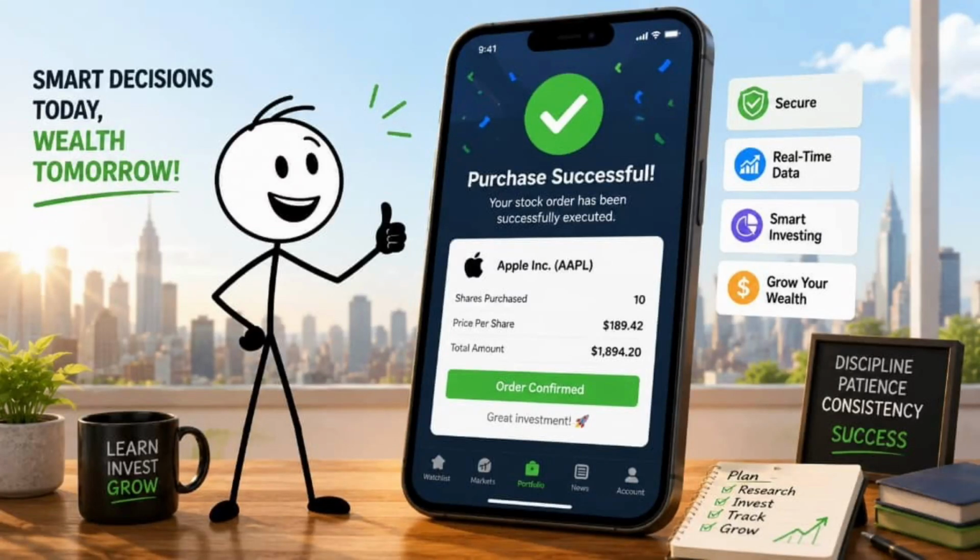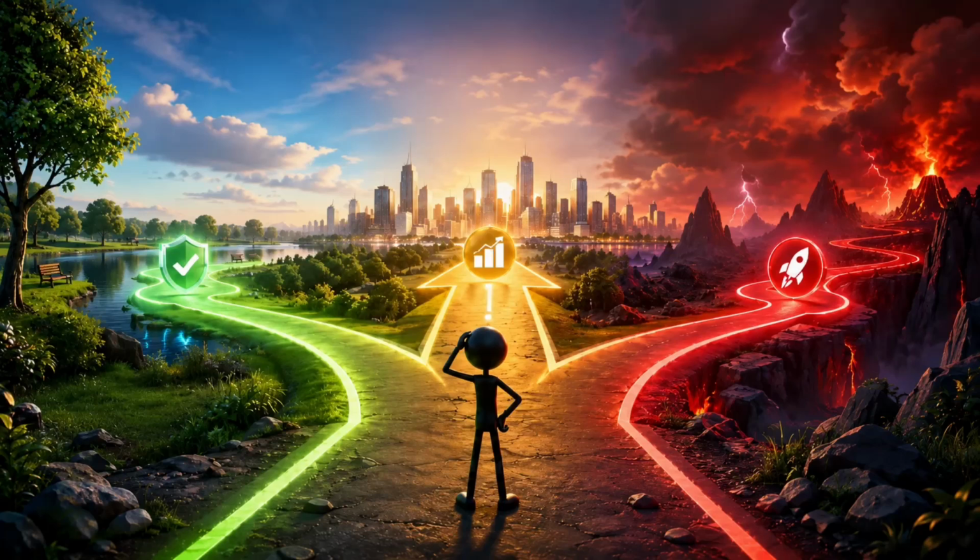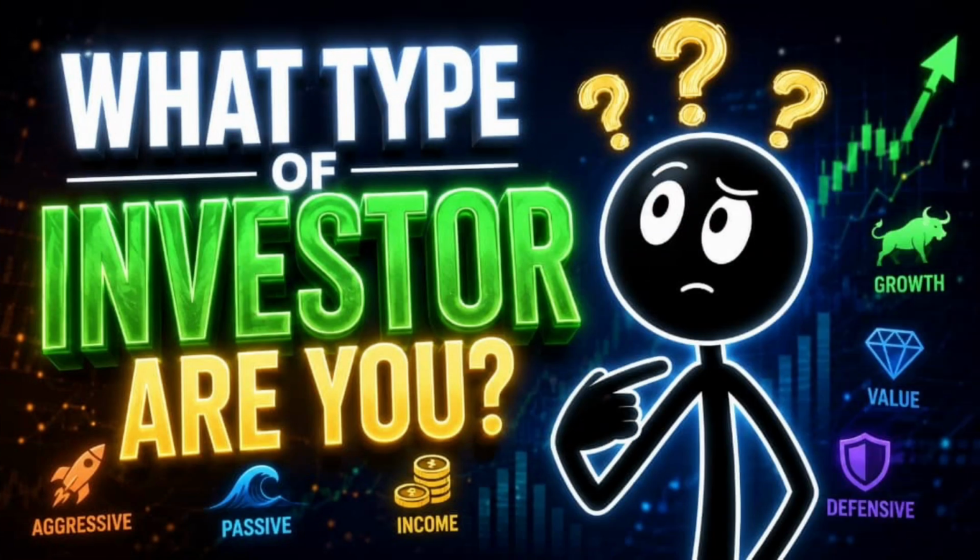Wait! Before you invest another 1 naira, you need to know this. There are 3 categories of investors, and choosing the wrong one could cost you years of progress. Let's find out which investor you really are.